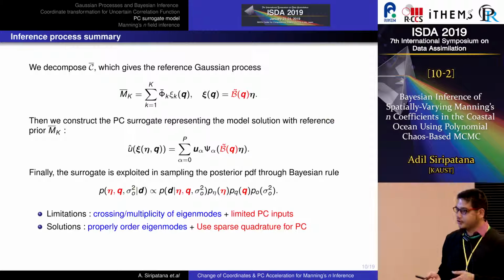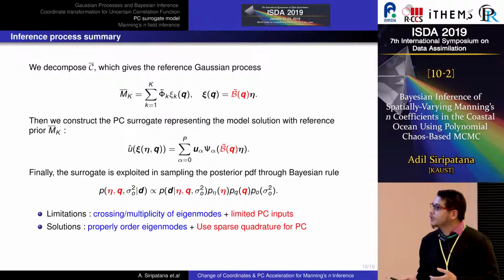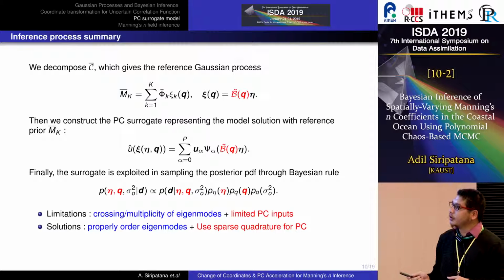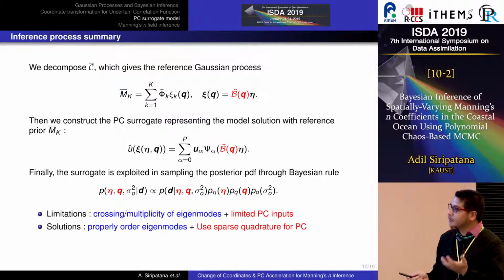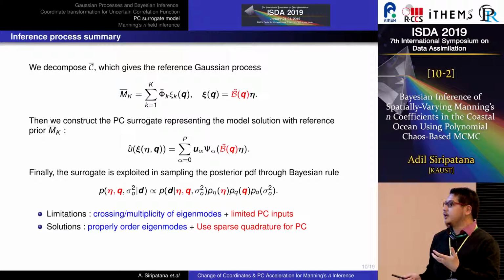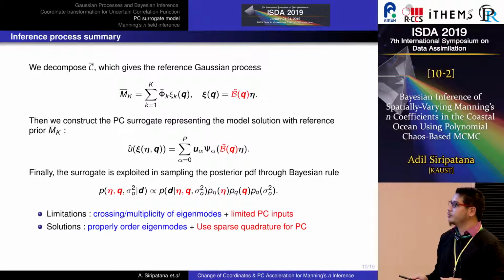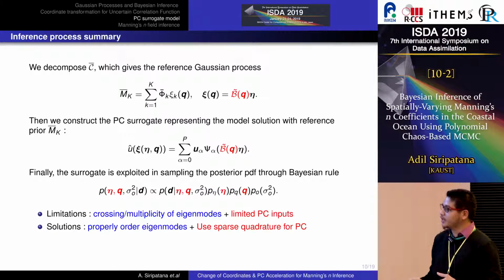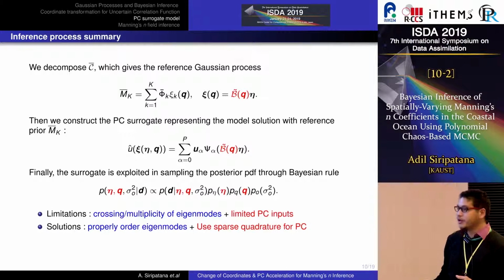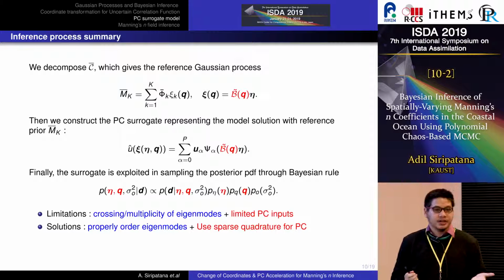So to sum up the whole process in three lines: first, we have some reference covariance function. Then we can build the coordinate transformation B tilde Q, and we represent this using the reference Gaussian process. And then we can build the PC surrogate with the same coordinate transformation. And then we use all of this in the sampling of the likelihood here. Then we get the posterior of eta, which is the coordinate, and the hyperparameter Q, without the need to include the hyperparameter in our surrogate.